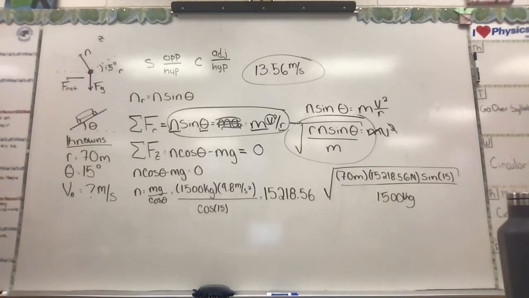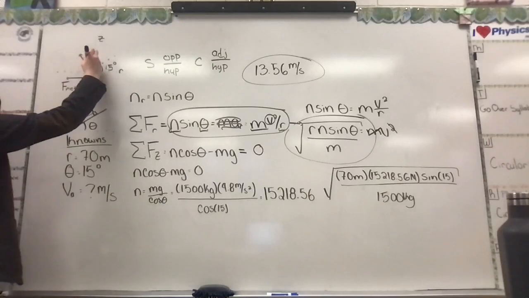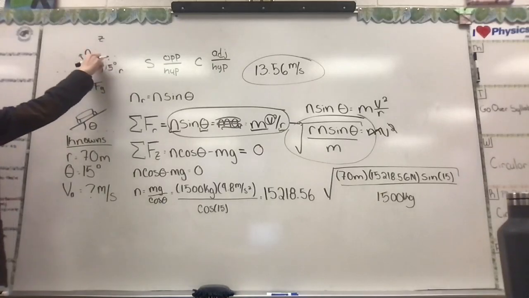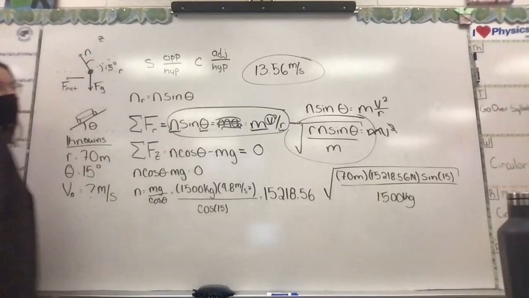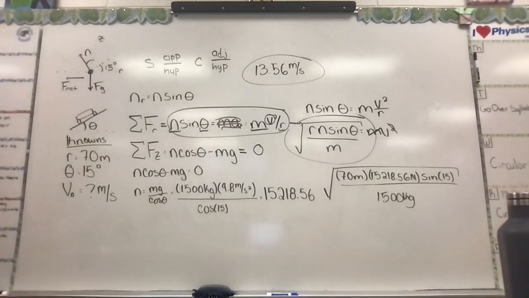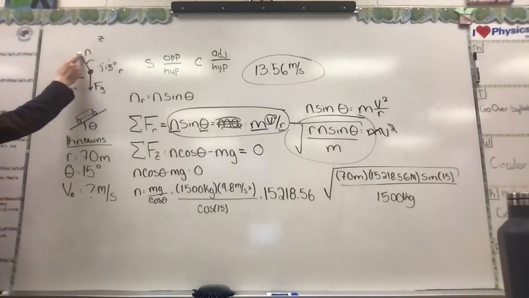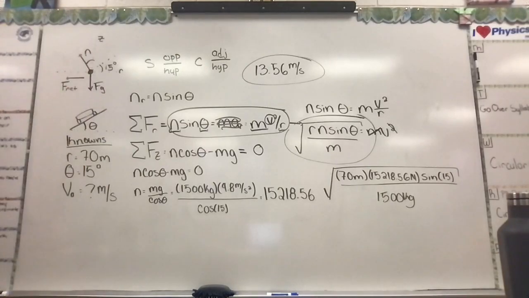So do you see how that's adjacent to the angle? Yeah, does everybody see that? It's adjacent. And then when you're looking for the R component, what is it? Opposite to the angle, okay? So that's how we pick the sine and the cosine.